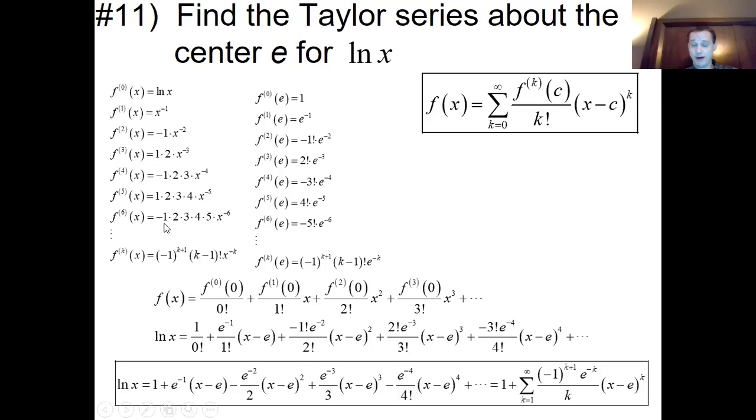It looks like a factorial, but not quite the exponent. The sixth derivative doesn't have a 6 factorial. It has 1 less than that, 5 factorial. The fifth derivative doesn't have a 5 factorial. It has more of a 4 factorial. So you have 1 less in the factorial. If you take the kth derivative, there's going to be a k minus 1 factorial.